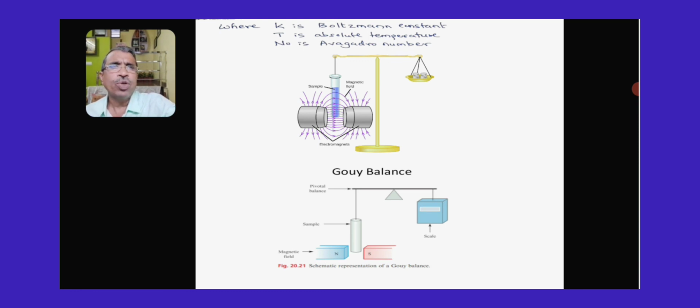This is what I am showing. In this, the substance is placed between the two magnetic fields, and if the substance is paramagnetic in nature, then the weight of the substance increases. If it is diamagnetic in nature, the weight of the substance decreases. So below I have shown a Gouy balance, where the substance is placed between the two magnetic fields. Based on knowing the difference in weight, the magnetic moment is calculated. Before that, to calculate the magnetic moment, the magnetic susceptibility is calculated.